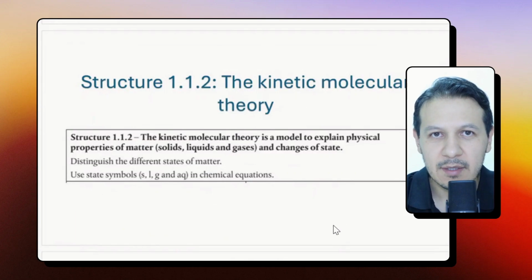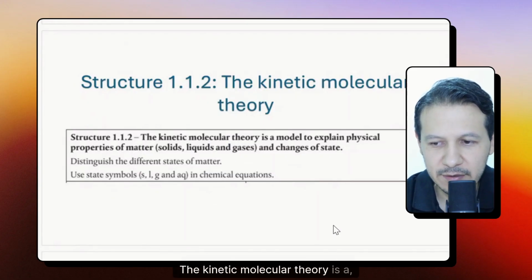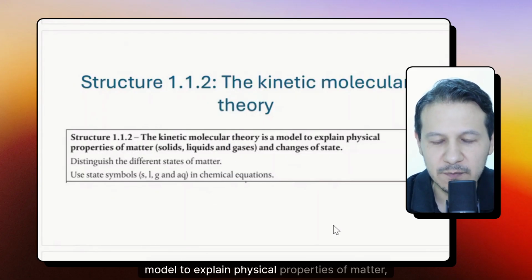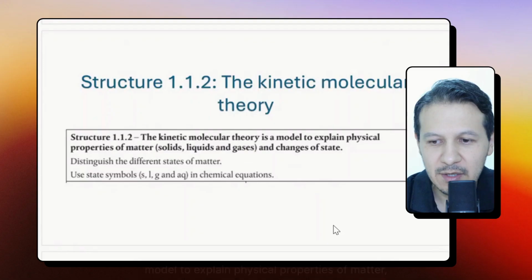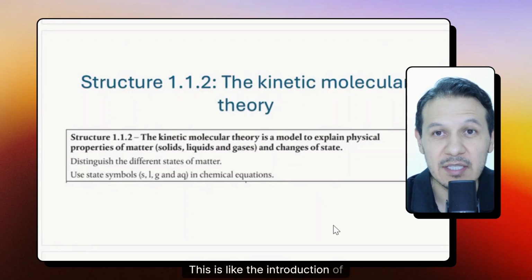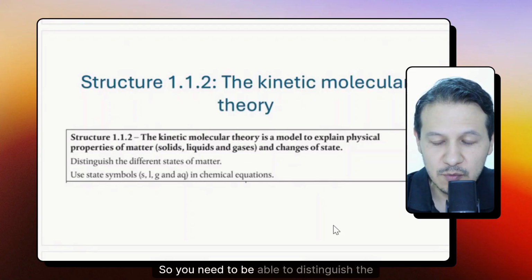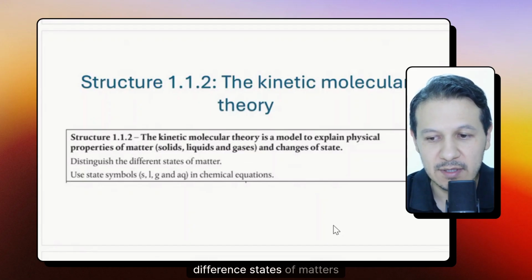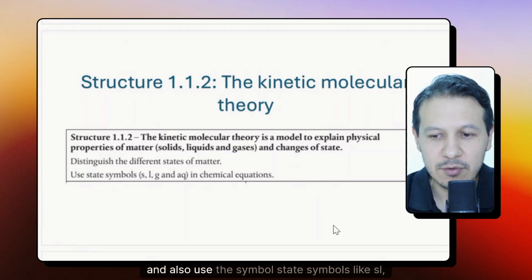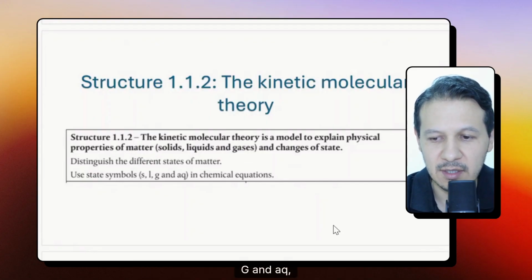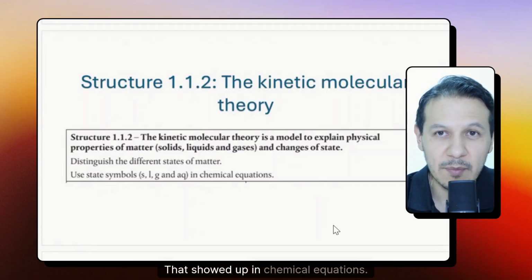Let's start. The kinetic molecular theory is a model to explain physical properties of matter, solids, liquids, and gases, and changes of state. Okay, this is like the introduction to the changes of state. So you need to be able to distinguish the different states of matter and also use the state symbols like s, l, g, and aq that show up in chemical equations.